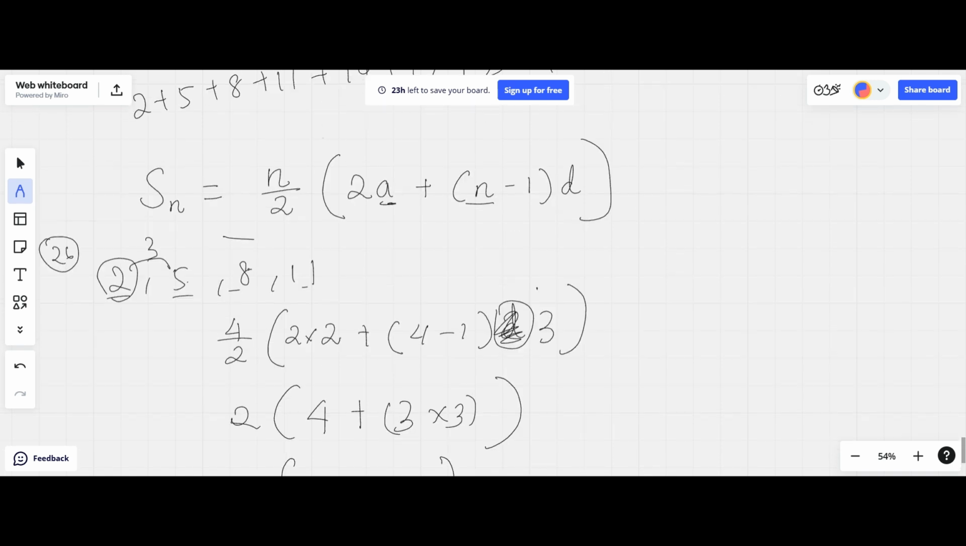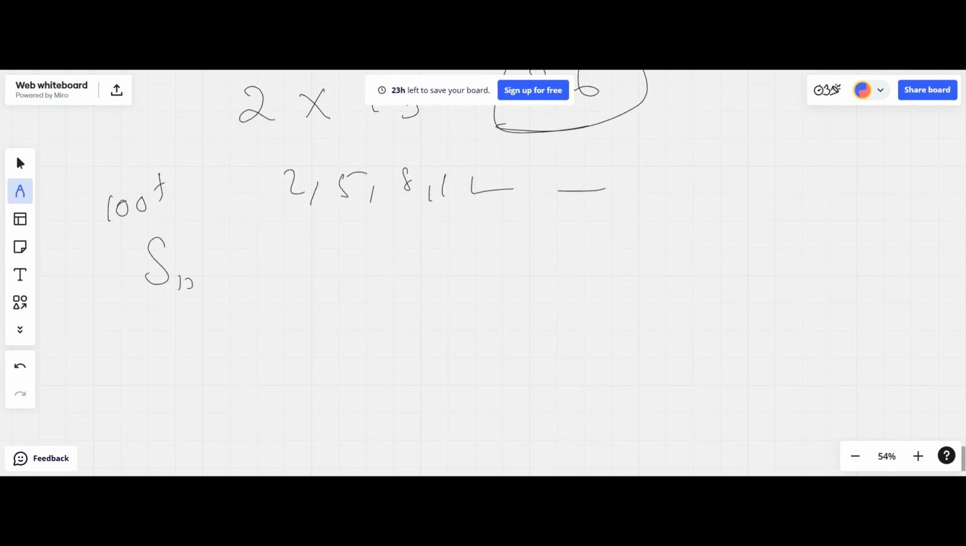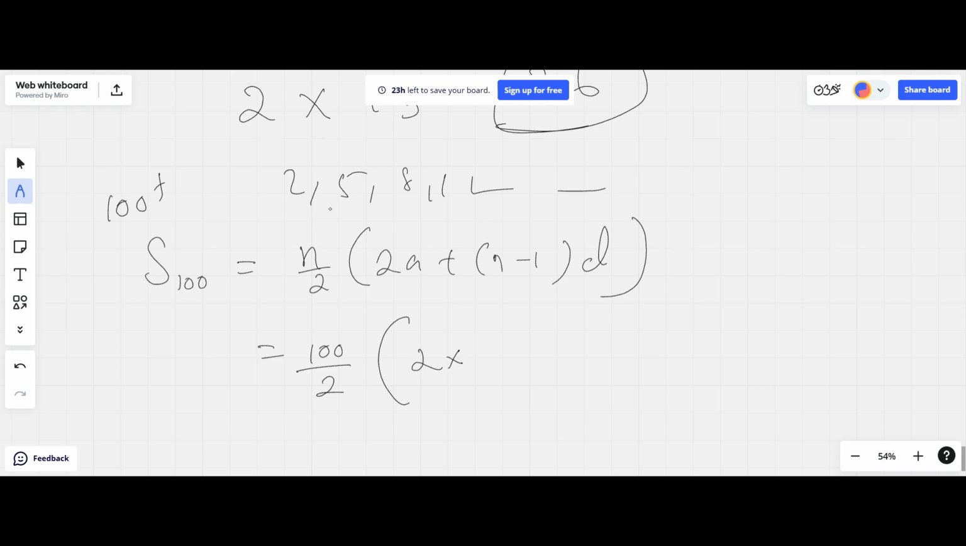So you can use this formula to find the sum of n terms. If you want to find the sum of first 100 terms in this sequence 2, 5, 8, 11, what you can do is S100 is equal to n by 2 into 2a plus n minus 1 into d. So n is 100 now. 100 divided by 2, 2 into first term 2, plus 100 minus 1 into d. d is 3, the difference is 3.